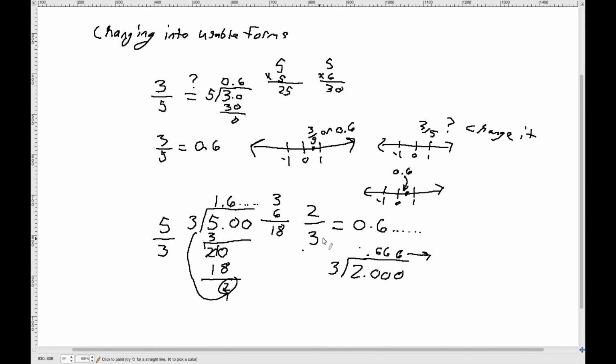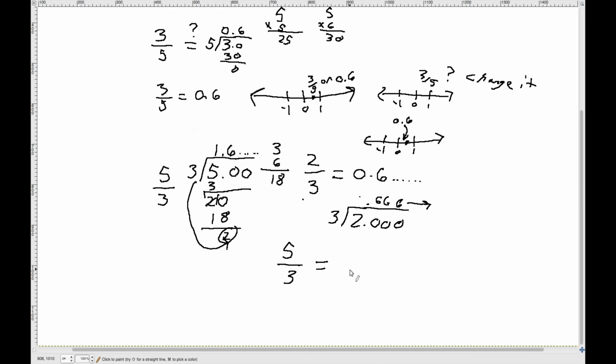And we know that we have 1.6666. So we can represent 5/3 as 1 and 2/3, or as 1.6. We can write a line over it, indicating that it continues to repeat. The repeating value means it's an irrational number, that it will continue on for an infinite amount of numbers. So our 5/3 we can write as 1 2/3 or 1.6 with a line over.